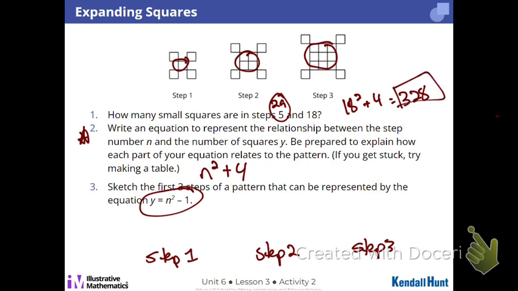So those are our two. We know it's always going to be the step squared plus 4 that works for all these pictures. We're going to continue looking for squares. Instead of drawing squares for the pattern below, I'm going to draw dots. I like doing the dots. I just feel like it's cleaner and easier.